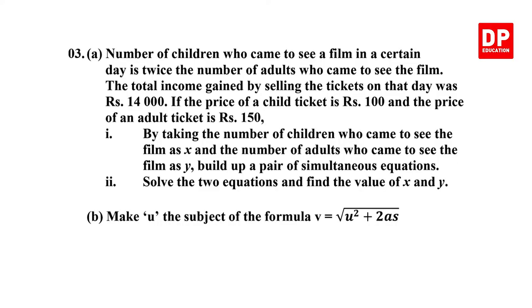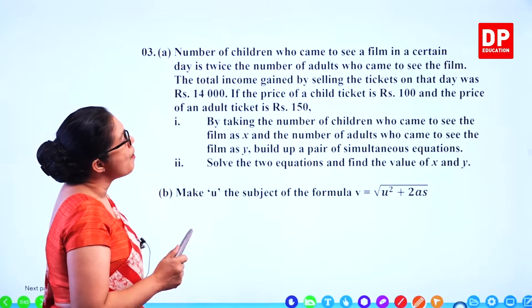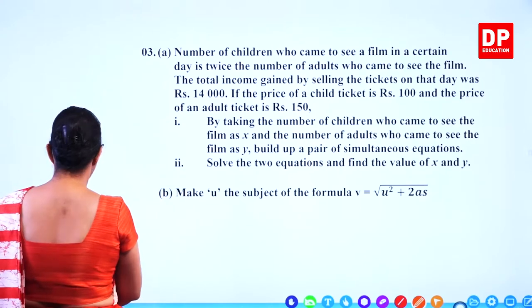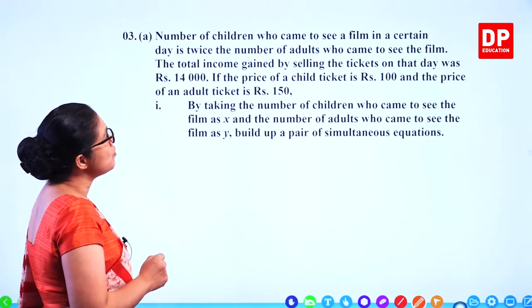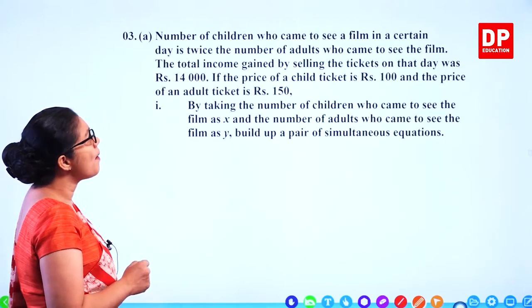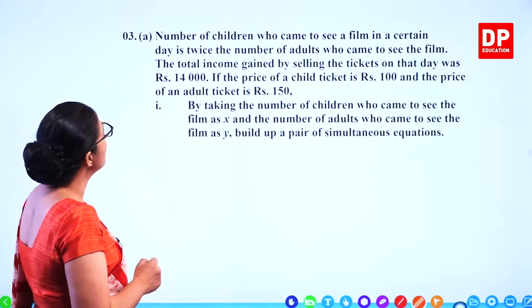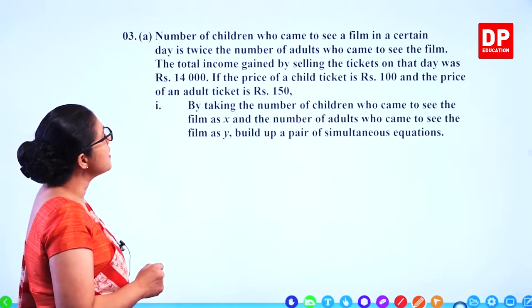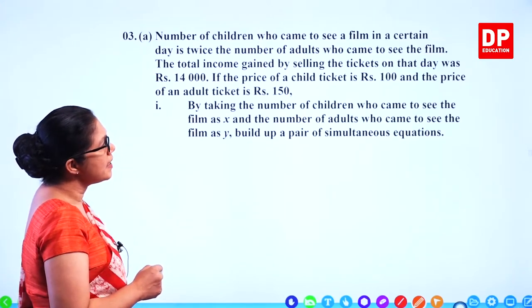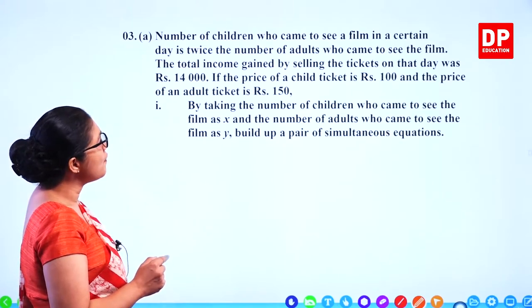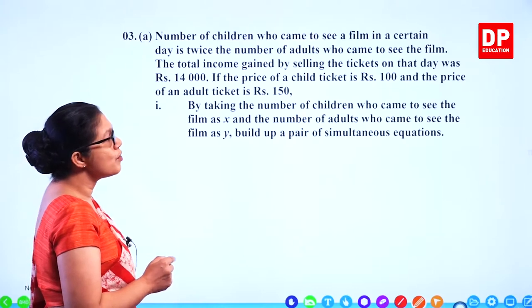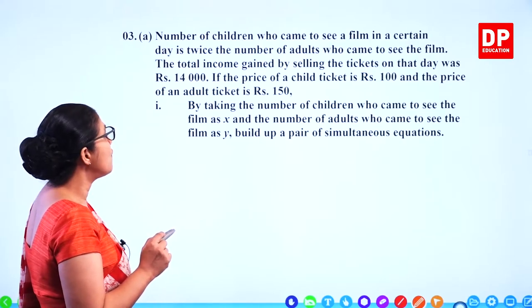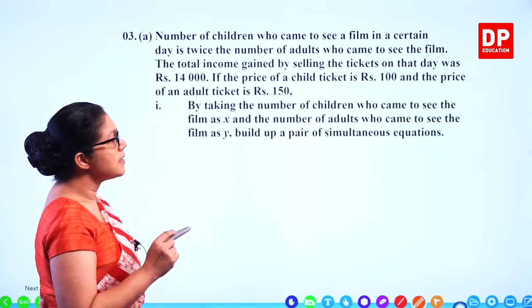Question number 3, this is about equations. You have to make 2 equations, simultaneous equations, and solve. The number of children who came to see a film on a certain day is twice the number of adults who came to see the film. The total income gained by selling the tickets on that day was 14,000 rupees. If the price of a child ticket is 100 rupees and the price of an adult ticket is 150 rupees, by taking the number of children who came to see the film as x and the number of adults as y, build up a pair of simultaneous equations.